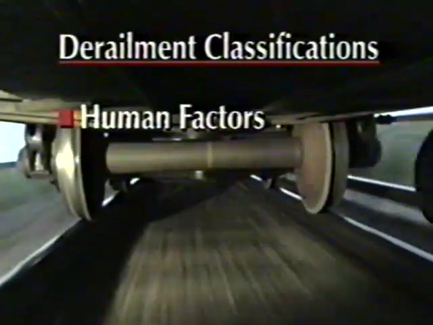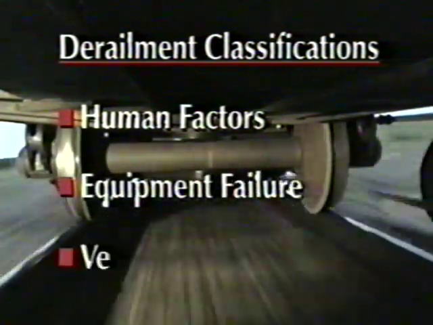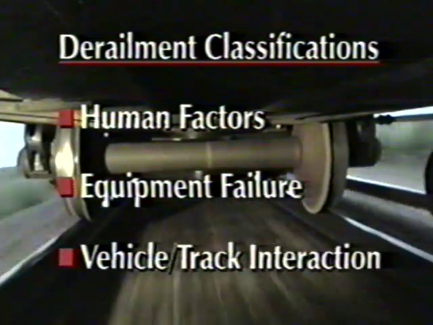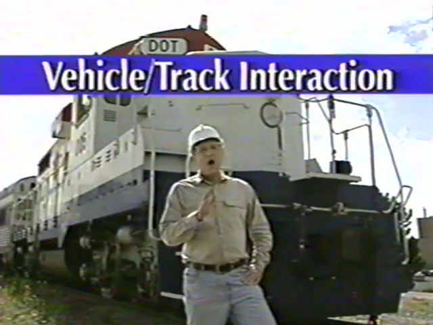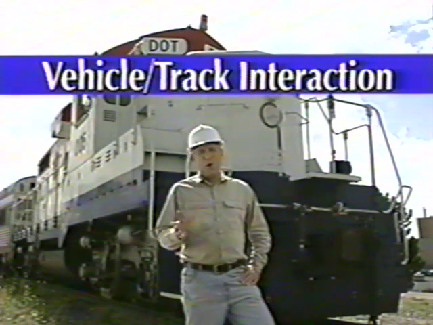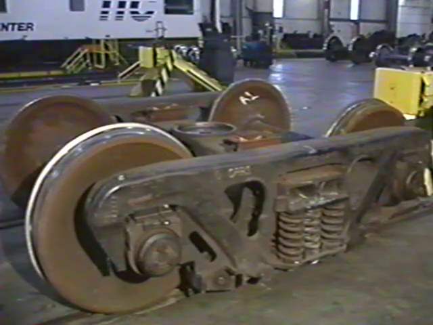The FRA categorizes the multiple causes of derailments into areas like human factors, equipment failure of track or vehicle, and vehicle-track interaction. Now, this film will concentrate on the derailments that result from unfavorable vehicle-track interaction. To understand the physics of a derailment, it is important to first learn of the various components that make up a railroad car. Each rail car body rides on a suspension system called a truck.